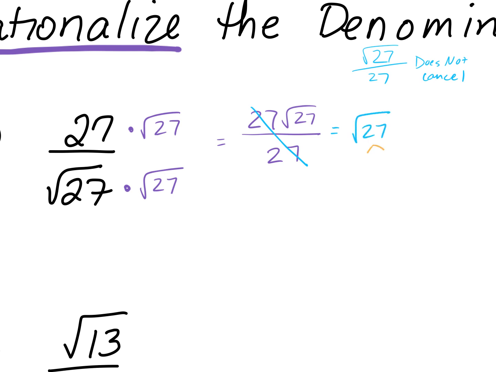Now we can break it down from here. What are two factors of 27? 9 and 3. Two factors of 9. 3 and 3. What do we circle? How many 3s? 2 of them. So what comes to the outside? 3. What stays on the inside? The 3. So our answer is 3 square root 3.